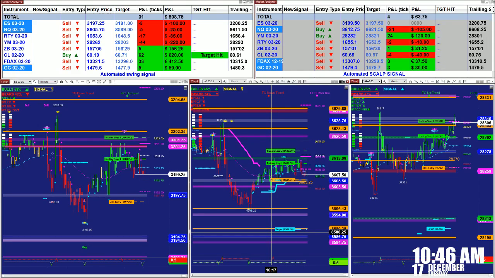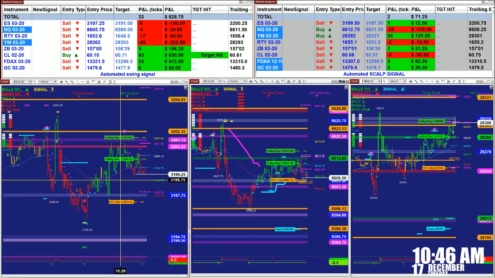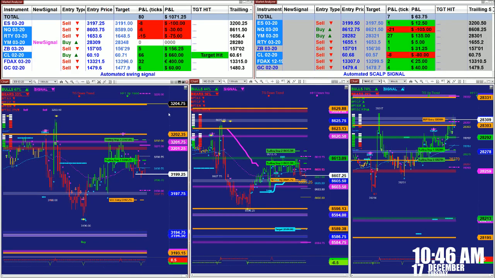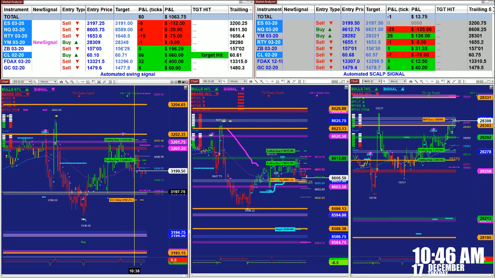As we see the ES here, the air has cleared out, and now the lines start spreading out, and that means it has now become tradable. Now I can see I can take a short in that area, and I know the destination on that trade is going to be 3197.